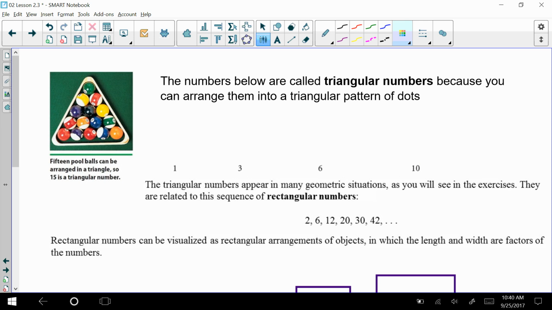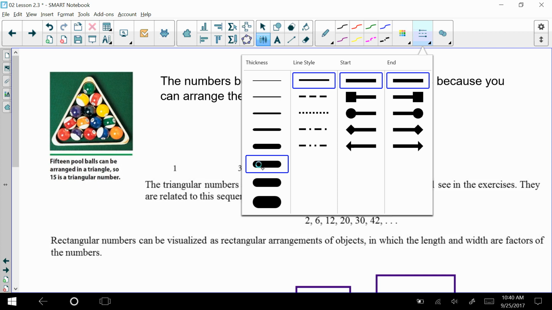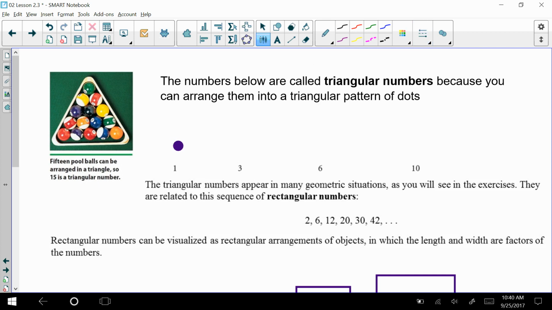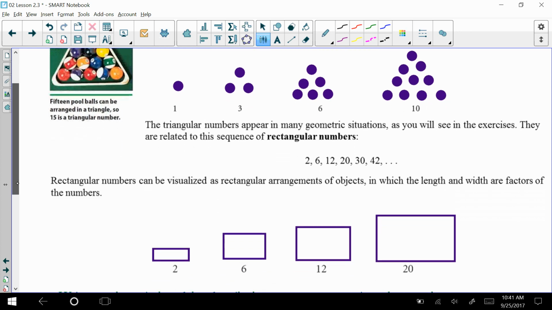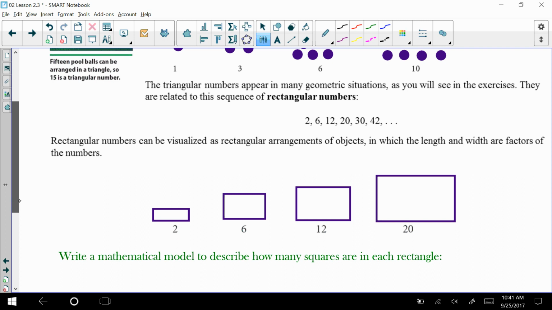So the numbers below are called triangular numbers because you can arrange them into a triangle: 1, 3, 6, and 10. So here's 1, just a point. Here's 3, 1, 2, 3. Here's 6, 1, 2, 3, 4, 5, 6. Here's 10, 1, 2, 3, 4, 5, 6, 7, 8, 9, and 10. 15 is a triangular number, as you can see in the pool diagram to the left. So 15 pool balls can be arranged in a triangle.